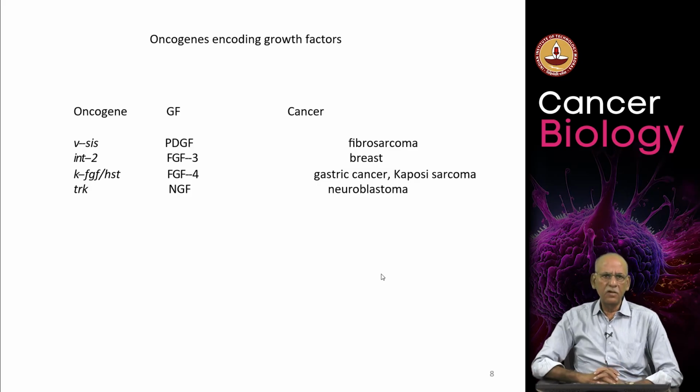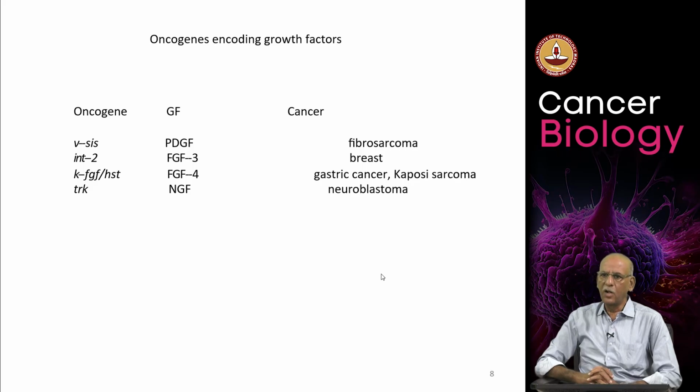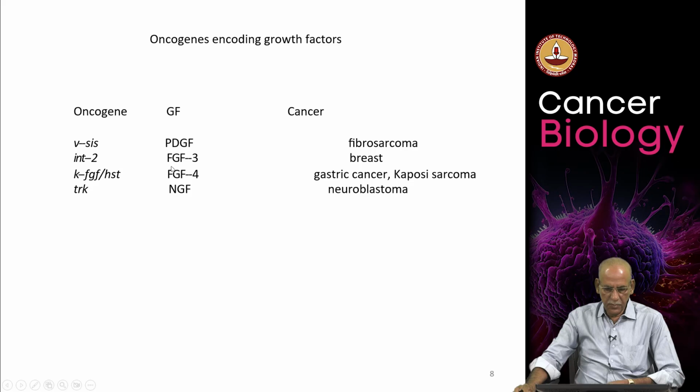Initially, when these oncogenes were discovered, many of them had viral origin. So, these namings, nomenclature and all would be from viruses. For example, this one, VSIS, which is an oncogene, codes for PDGF, platelet derived growth factor. This is found in fibrosarcoma. And then there is one oncogene called INT2, which codes for fibroblast growth factor 3, FGF3, found in breast cancer.